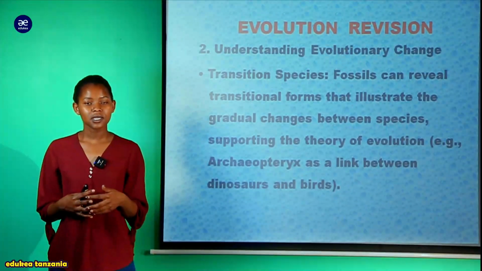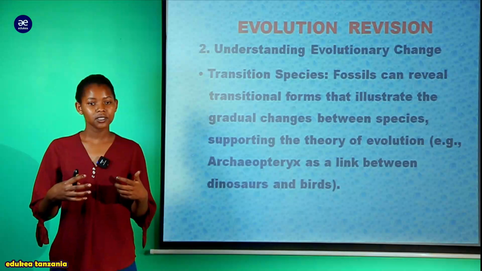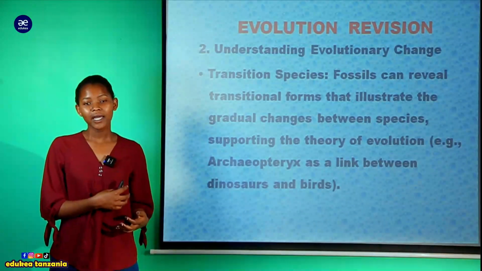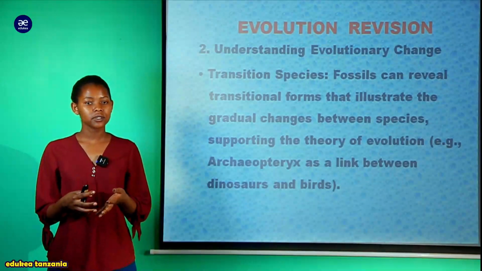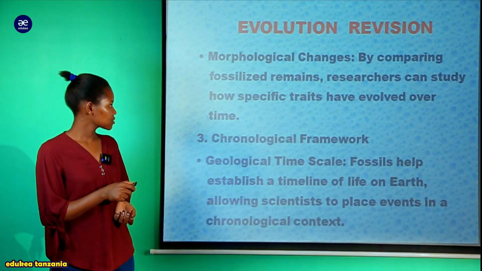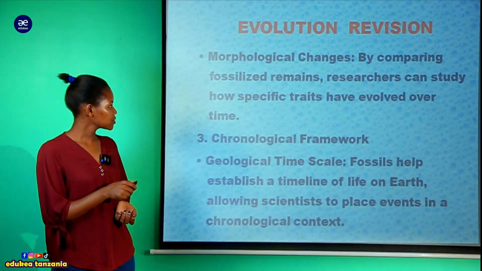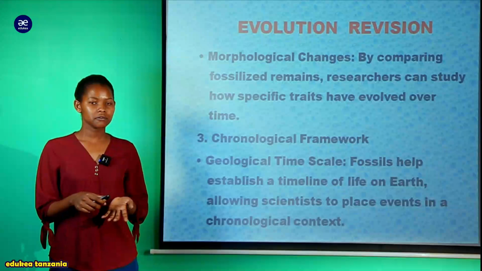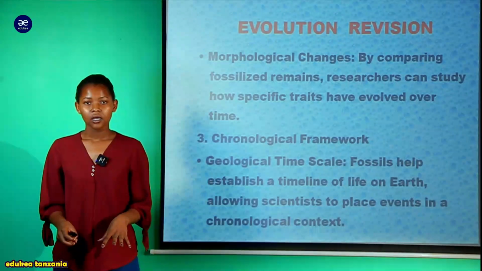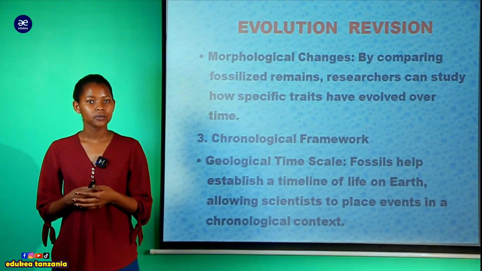For instance, here you can see an example, Archaeopteryx, which is a dinosaur that exists as a link between the ancient dinosaurs and the bird. Ilikuwa kama ni transition species kutoka katika bird-like organisms ambao waliishi hapo beginning up to those real birds ambao wako sasa hivi. And now tunaenda kuangalia also morphological changes kwenye understanding evolutionary changes. By comparing fossilized remains, researchers can study how specific traits have evolved over time. That is morphological changes. Kwa kucompare mabaki ya fossils, tutaweza kuunderstand ni kivipi organisms walikuwa wana change over time. That is all about understanding evolutionary changes.